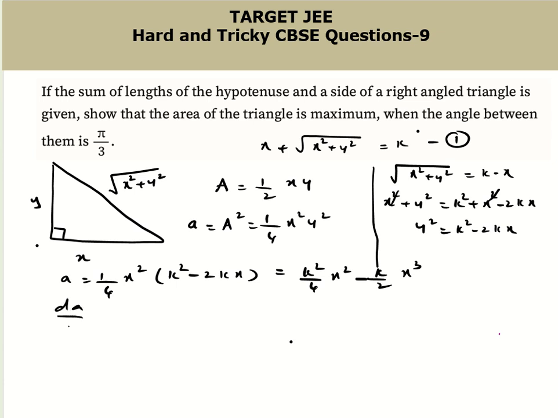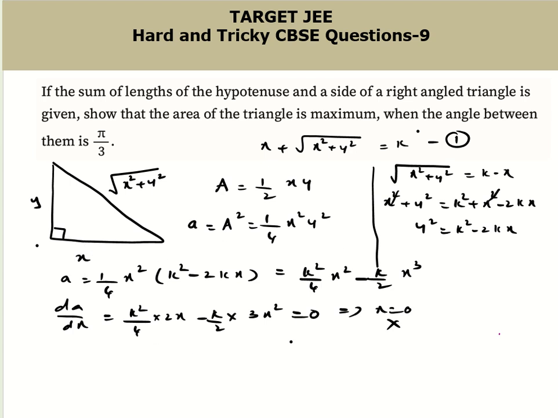So let us find dA by dx: k square by 4 into 2x minus k by 2 into 3x square, which is equal to 0. This gives us x equal to 0. Obviously x equal to 0 has to be rejected, because if x is equal to 0, there is no side for the triangle. The side of the triangle becomes 0, so we reject it.